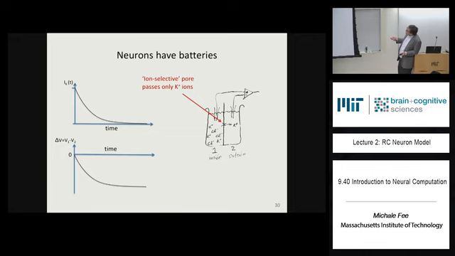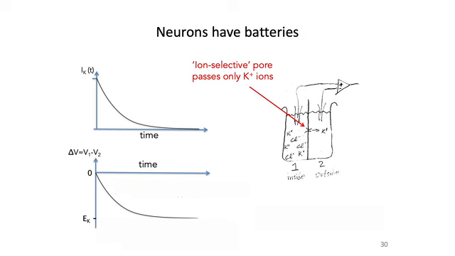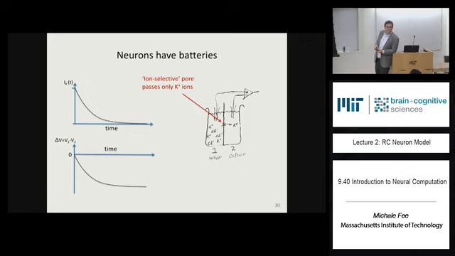So if the voltage here is higher than voltage here, we're plotting V1 minus V2. The voltage here is lower than the voltage here, and so this is going negative. Okay?